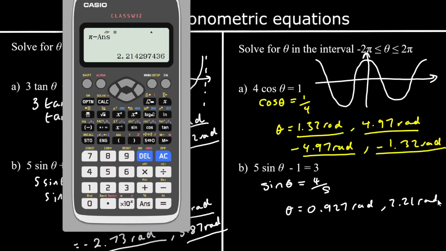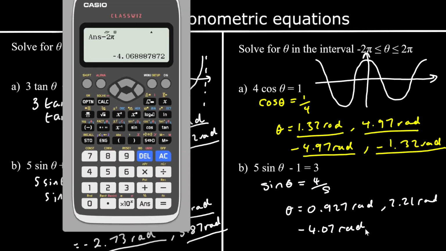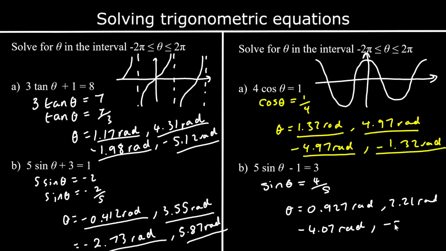And then for both of these, if we take 2 pi away from them, we'll generate another answer. So take away 2 pi, negative 4.07. And the first answer, take away 2 pi, is negative 5.36. So there are 4 answers in the interval negative 2 pi to 2 pi.